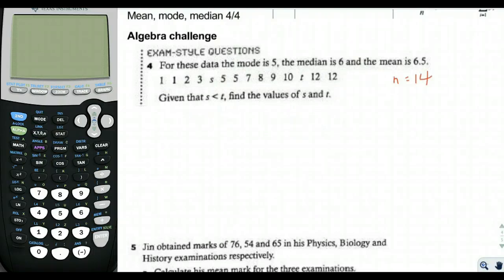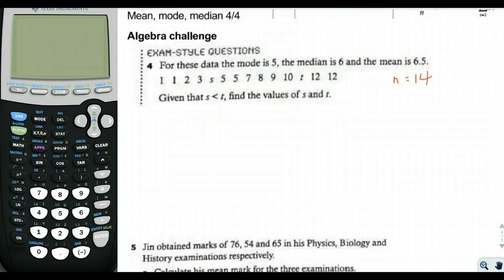On this page, page 4, there are only algebra-related problems for mean, median, mode. Not too many of the exam problems have mean, median, mode, but occasionally you're going to get one. And so if you are shooting for a 7 on the IB exam, then you definitely want to practice these.